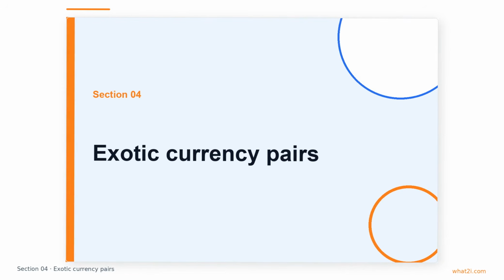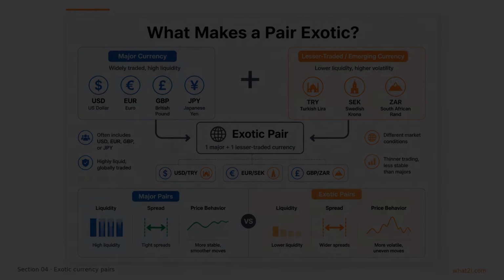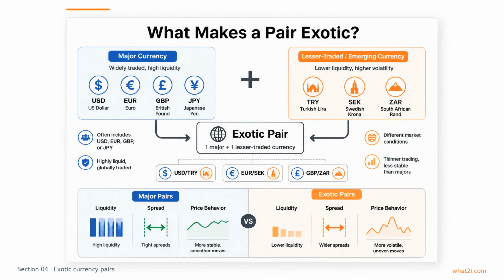Section 4. Exotic currency pairs. The last category of pairs to understand is exotics. An exotic pair combines one widely traded currency, such as the US dollar, euro, pound, or yen, with a currency from a smaller or emerging economy. Examples include USD/TRY, USD/ZAR, and GBP/NOK. What makes these pairs different is not just geography.